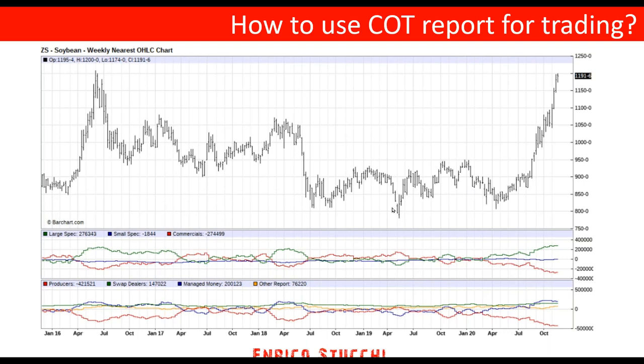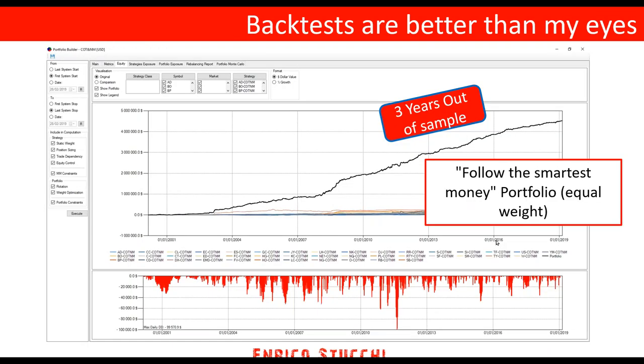I can also use this information as a simple signal. If the speculators, for instance, are the smartest guys and their net position is increasing, I go long. That's very simple. If it is decreasing, I go short. I can just add some simple stop losses and take profit exits, and that's all. Does it work? Yes, it's simple but effective, okay?